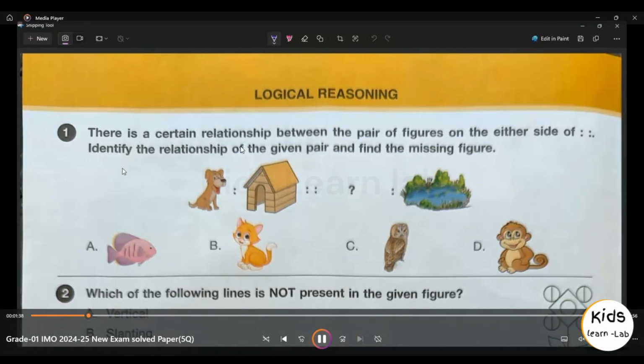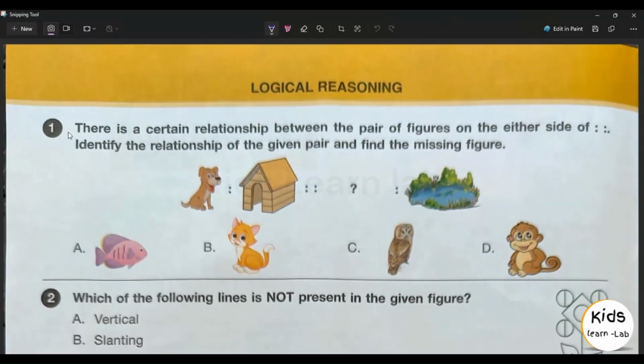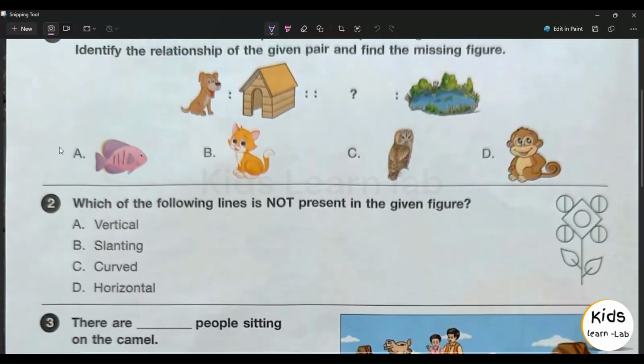First section, logical reasoning. First question, there is a certain relationship between the pair of figures on either side of the dots. Identify the relationship of the given pair and find the missing figure. Dog's house is kennel. Dash's house is pond. Whose house is pond? Fish's house is pond. So option A is the right answer.